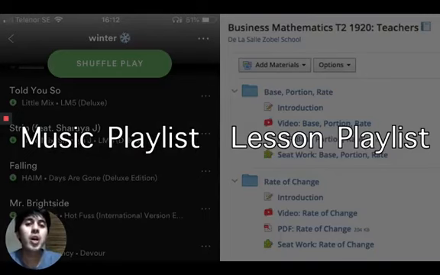So, we have a term called lesson playlist. How can we explain lesson playlist? More or less, we just go back to the description of a normal music playlist in Spotify. In a music playlist, songs are listed. In a lesson playlist, instead of songs, lessons or learning activities are listed.